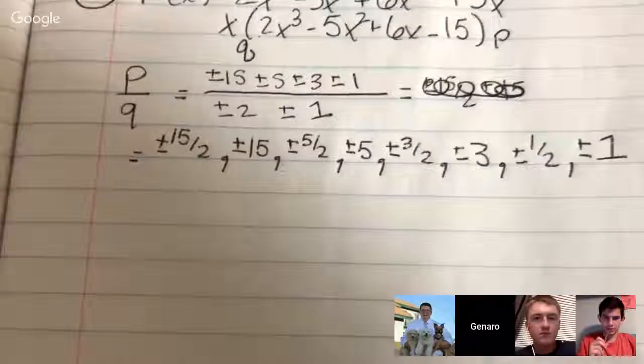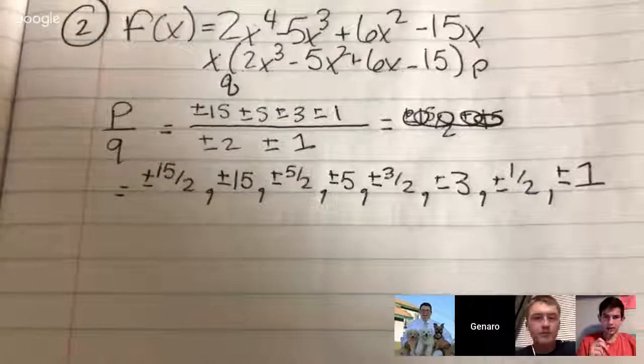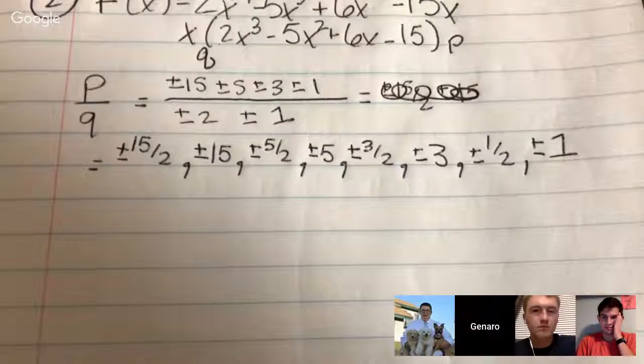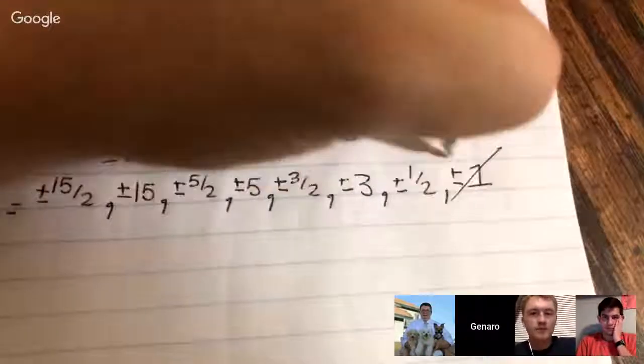Are those the ones you guys got? Yeah. So I just did the one for plus or minus 1. I did both the positive one and the negative one, and it doesn't work. So we can cross that one out. Yeah, that one can be taken out right away.